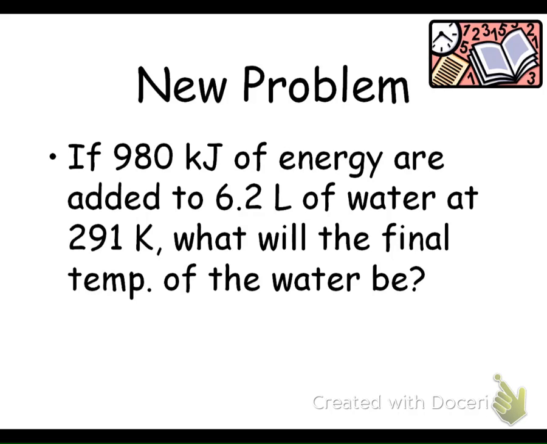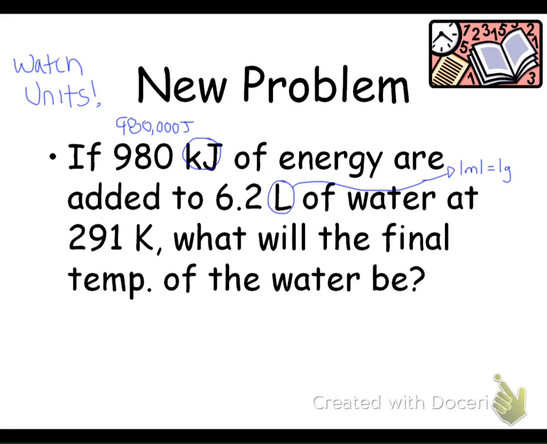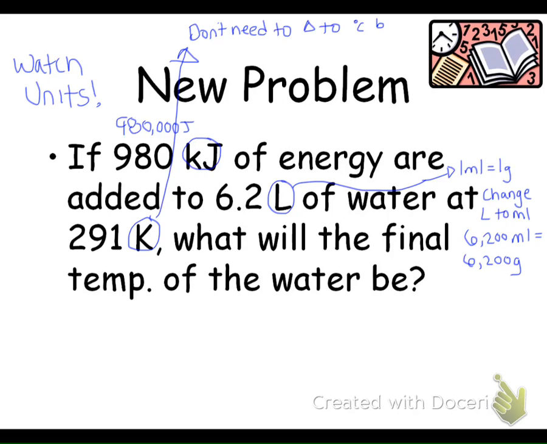So a new problem here. On this one, I'll walk you through it together. Biggest thing on this one is that we need to watch our units. We need to change that 980 kilojoules into joules because our Q equals mass times Cp times change in temperature must be in joules so that we can calculate specific heat. We need to change our liters to milliliters and our milliliters to grams because we know that 1 mL equals 1 gram. And then our Kelvin, like I said before, we don't need to change to degrees Celsius because if I increase by 1 degree Celsius, it's the same as increasing by 1 Kelvin.